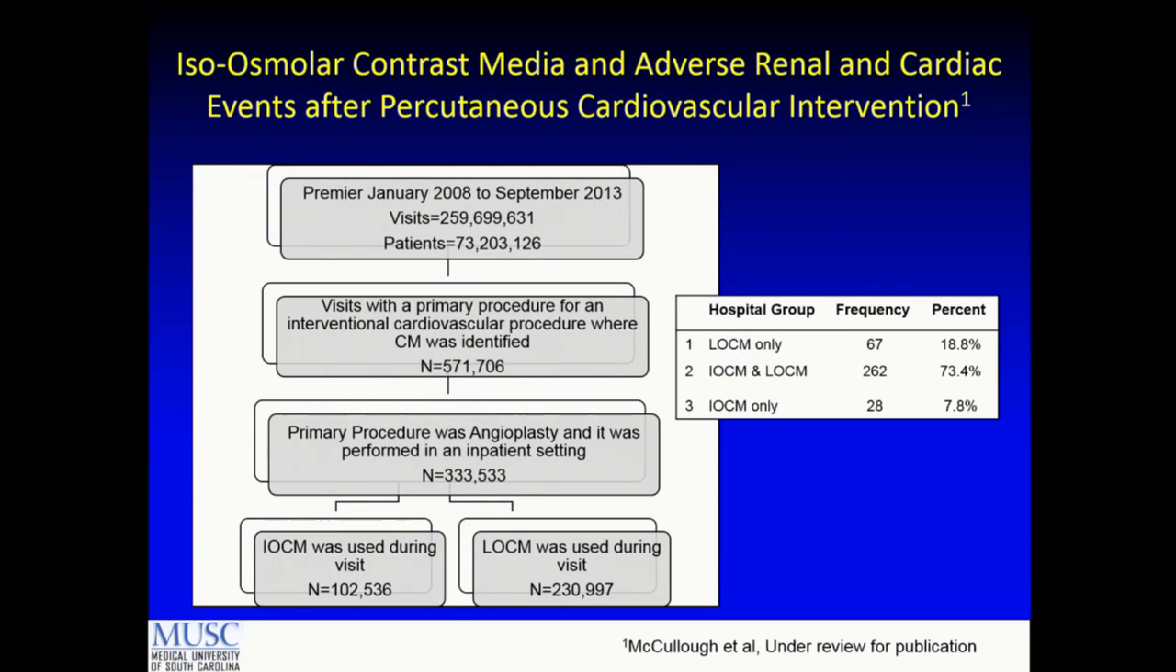So here's the attrition diagram. We started off at almost 250 million visits for 73 million patients. Then visits with patients who got contrast and a cardiovascular procedure came down to 571 million, and then where the primary procedure was angioplasty with contrast media, 333 million patients. And we only analyzed hospitals where there was both iso-osmolar and low osmolar usage, which was about 75%.